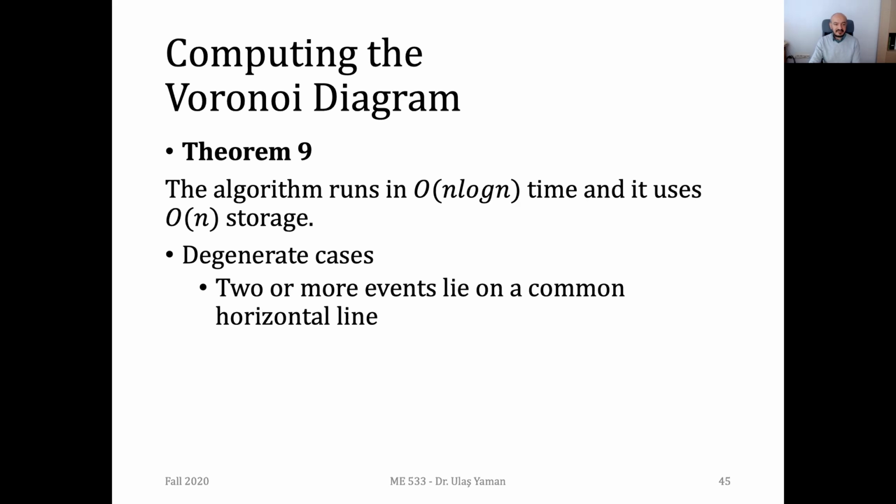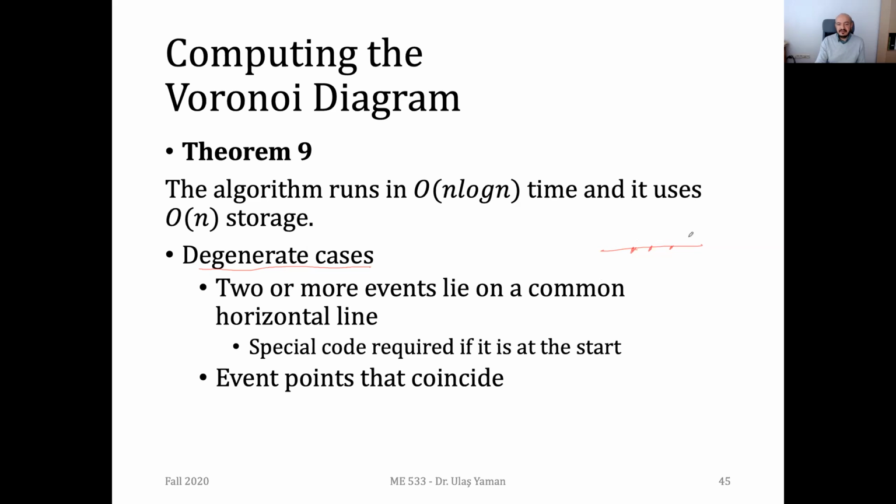Now let's have a look at some degenerate cases. Obviously, this analysis is valid only for general cases, but if you come up with degenerate cases, then you cannot say that this algorithm is running in n log n time. What are these degenerate cases? If you have some sites on the same line, if they are collinear, if they are on a horizontal line, then we cannot easily handle them. You need to have special cases, but that will make it more difficult, and that will increase the time complexity.